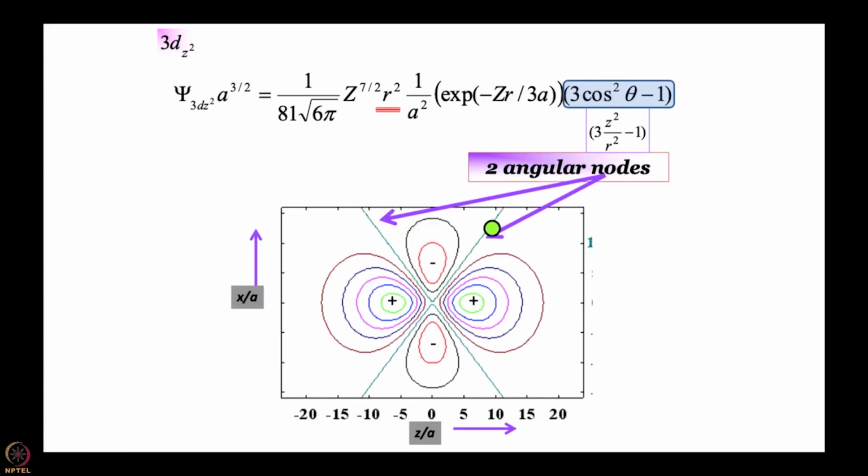Please do not think that this is one angular node straight line, this is another angular node straight line, they are not, they are actually 2 funnel shaped angular nodes. And now since theta is 54.7 degrees, this angular space available is smaller, that is why this lobe is larger, this lobe is smaller, and every time you cross a node sign has to change. Okay. So, this is 3dz square.